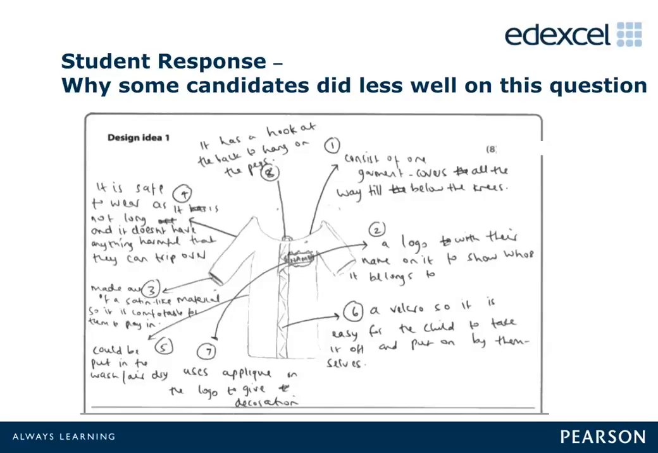Specification point 3. Satin material does not say why satin is comfortable, leaving the examiner to question the candidate's knowledge. Specification point 5. Could be put in the wash is too general a response for credit.